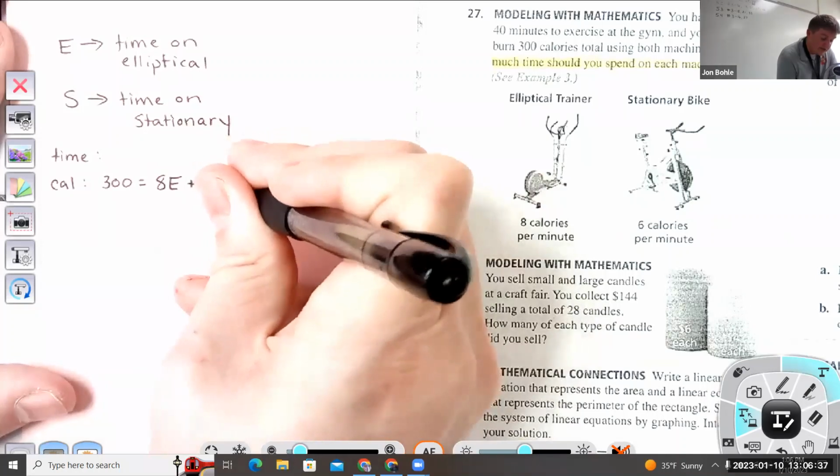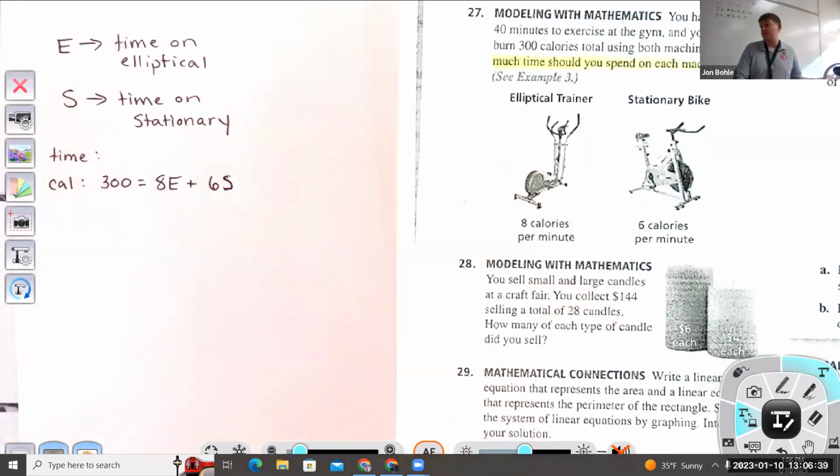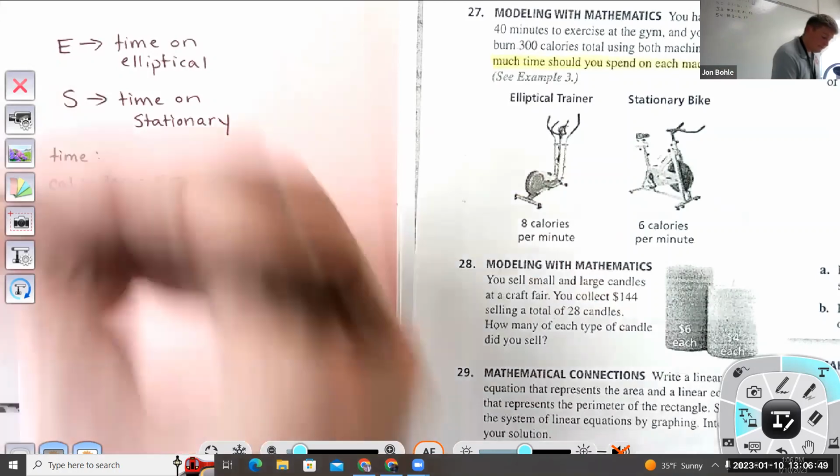Most of you are actually, I would say, fairly good at getting this part. Okay, it's the other one that I think throws a lot of people off. Okay, time. What's the total time? Okay, ready?